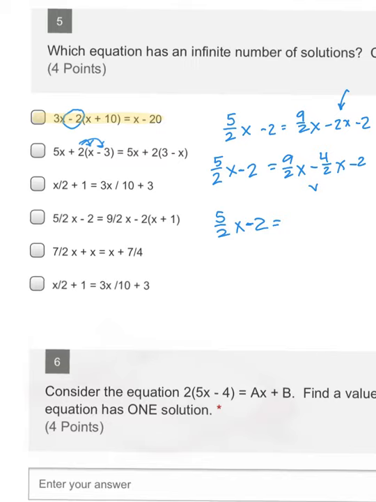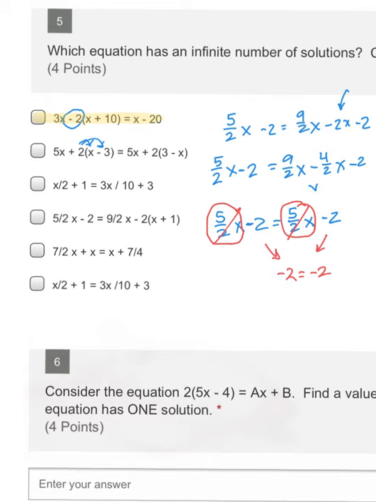What? It looks like a decimal. Sorry, 9/2 minus 4/2 is 5/2 x minus 2. Look what we have. We have the same equation on both sides. This 5/2 x on both sides, they're going to cancel out and be eliminated. And you will be left with -2 equals -2.